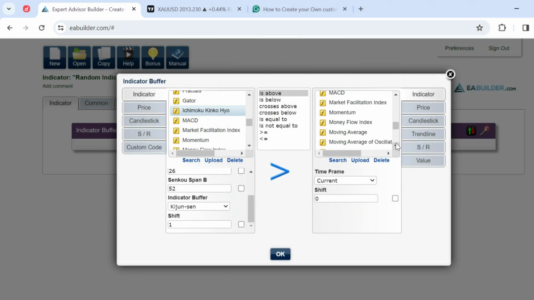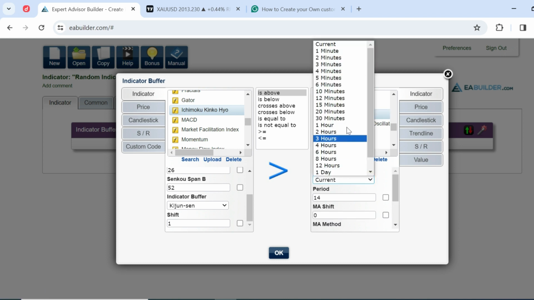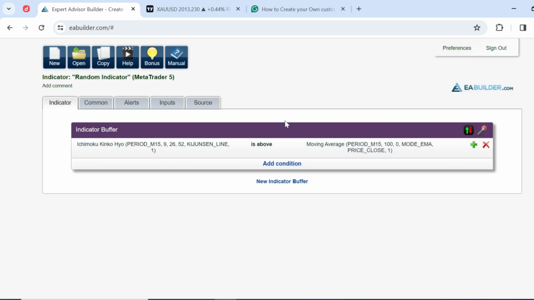Next, we're going to search for the moving average. Select the time frame. Change the period to 100. Change the method to exponential. And finally, the shift to 1. All else can be left to the default settings. And just like that, we've created our first buy condition.